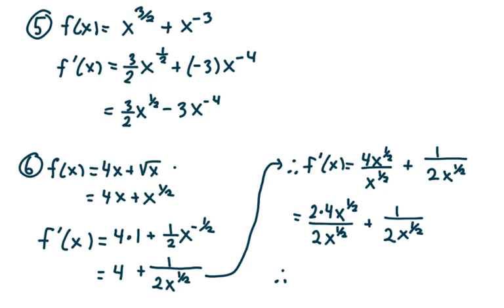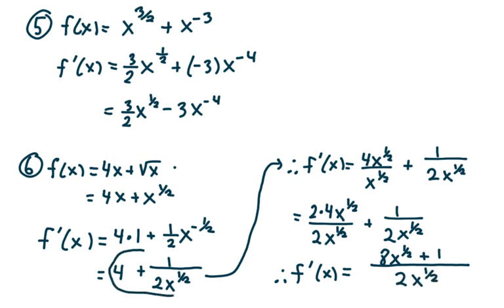So the correct answer here is f prime of x. If I write this as a single fraction, I get 8x to the 1/2 plus 1 divided by 2x to the 1/2. Now granted, I could have done that over here. The lowest common denominator is 2x to the 1/2. So I could have done it sooner, but that's okay. And that was number 6. Number 7.